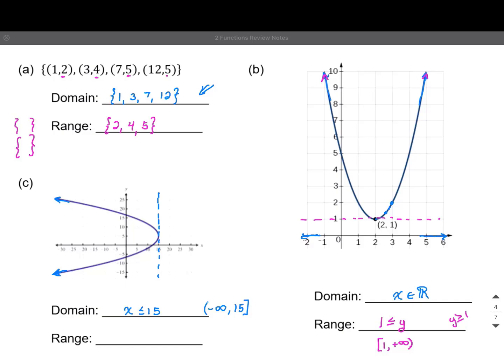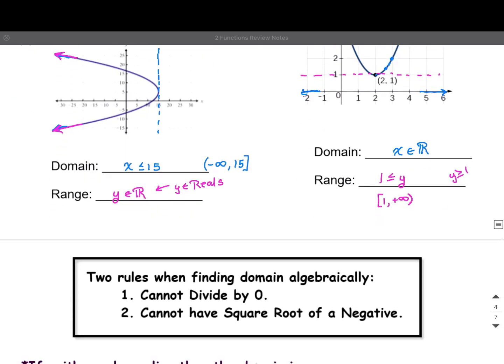Now the range is our y values, how low. This parabola is going to keep going lower here, and it's going to keep getting higher here. So that means the range is the set of all real numbers, okay? Y belongs to the reals, the set of all real numbers. All right? Awesome. Now we haven't done it algebraically when I give you an equation yet.